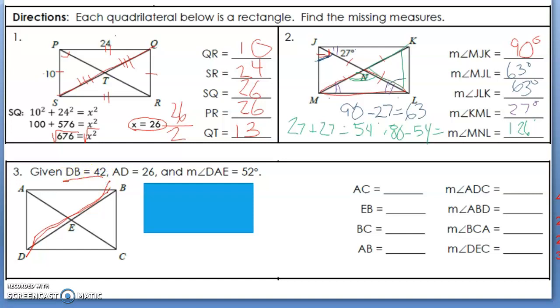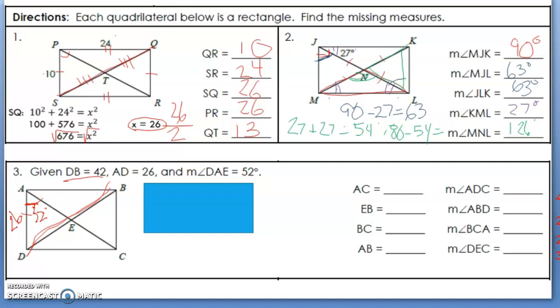And they give us that side AD is 26. Let's try that a little nicer, sorry. 26. Sorry, I'm using my finger. That's as nice as it's getting. And they tell us angle DAE is 52 degrees. So there's our 52 degrees.